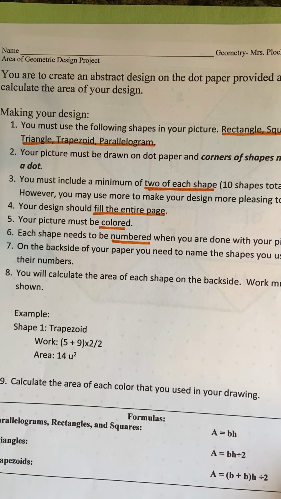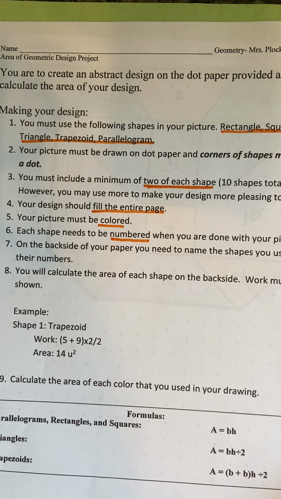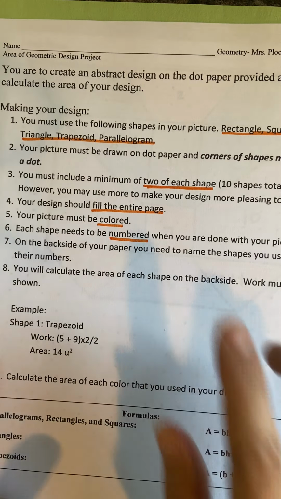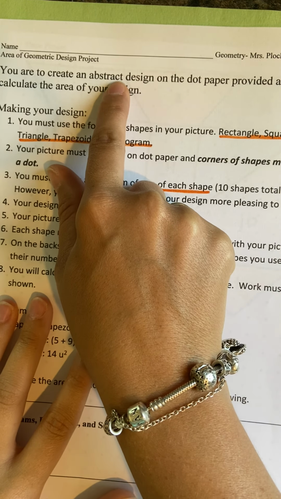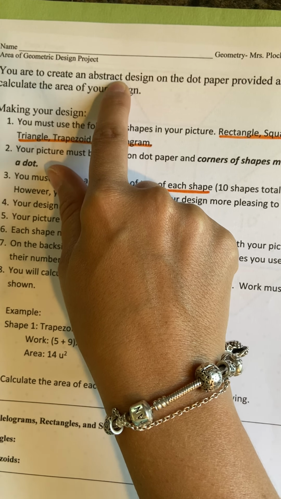Good morning, guys. This is your tutorial for your third packet geometry project. So this project is more of an artistic project. You are going to basically design your own picture, and it says here to make it abstract, but abstract simply means it's unique. Doesn't necessarily look like something realistic in real life.